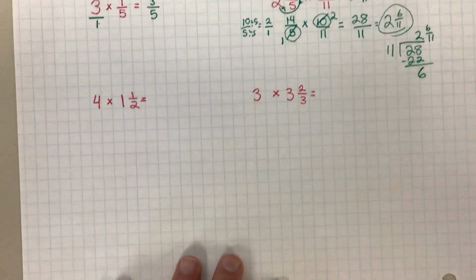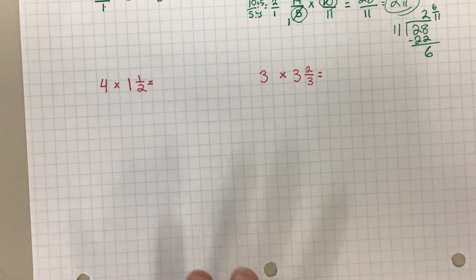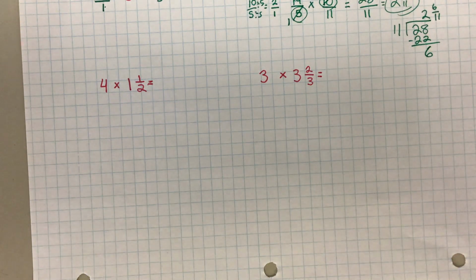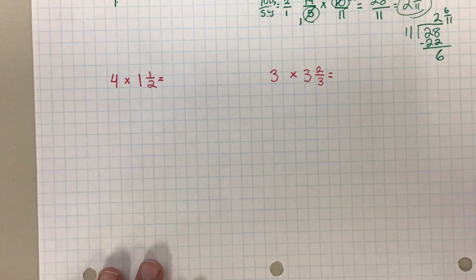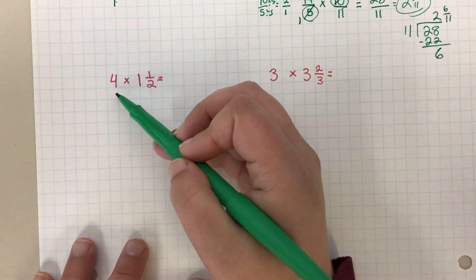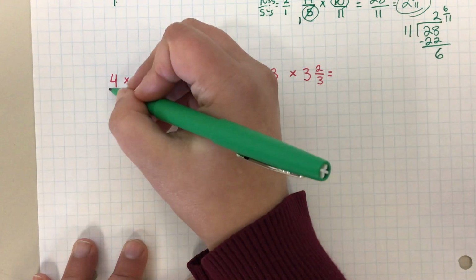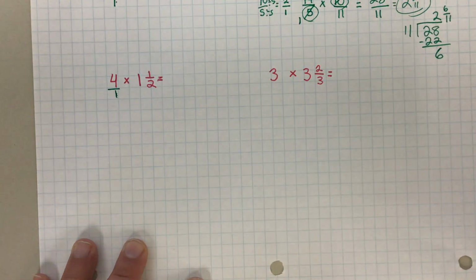Let's get to these new problems now. These ones, we are combining both our whole numbers and our mixed numbers. We're getting complicated up in here. Let's see what we can do. So I'm going to start by looking at the 4. 4 is a whole number. To change that into a fraction, I just put it over 1 like that.